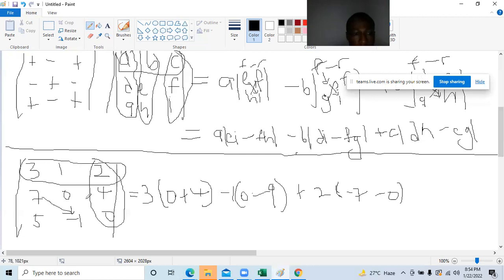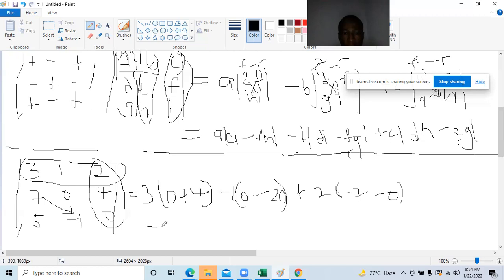Then minus 5 times 4 is 20. Yeah. So for here now, 7 times minus 1 is minus 7. Then 5 times 0 is 0. So that will be minus 7 minus 0.